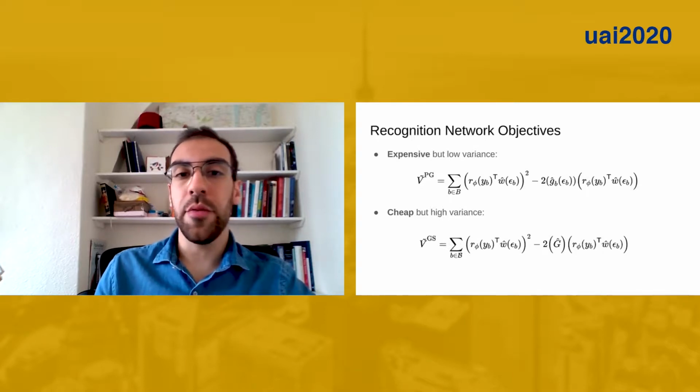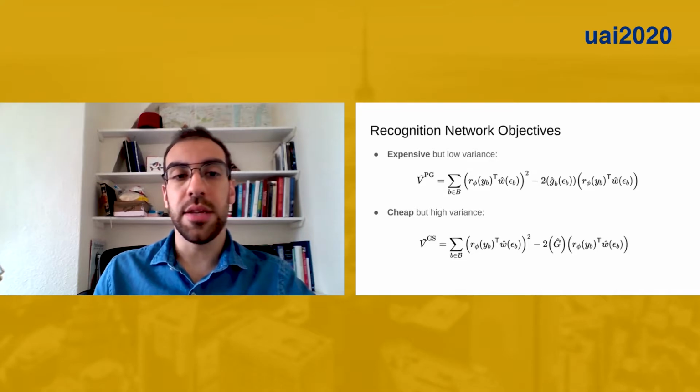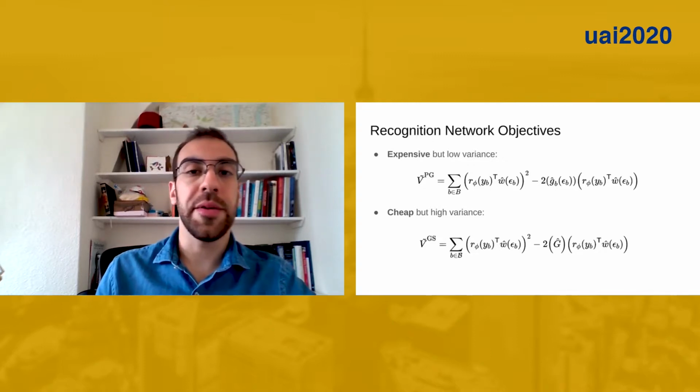In the paper, we derive two objective functions for the variance of the gradient. The first one is expensive but has a lower variance. The second one is cheap but has a high variance. In the paper, we have a third one, which is also cheap with a higher variance.